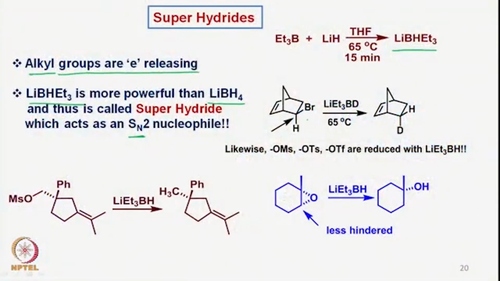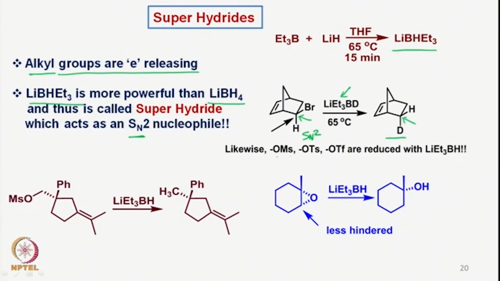But if we now take this superhydride lithium triethyl borohydride, for example, it reduces the carbon bromine bond easily, and say in this particular case you have lithium triethyl borodeuteride, and deuterium has come in a fashion that is an SN2 type of reaction, and the stereochemistry of this center has inverted here.